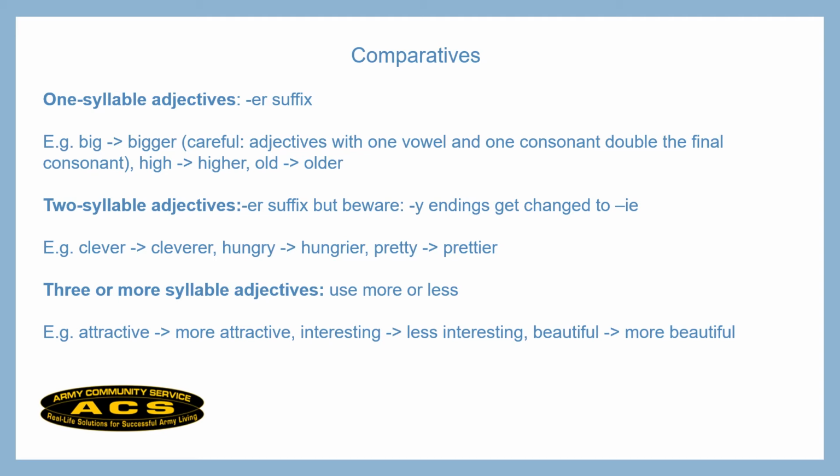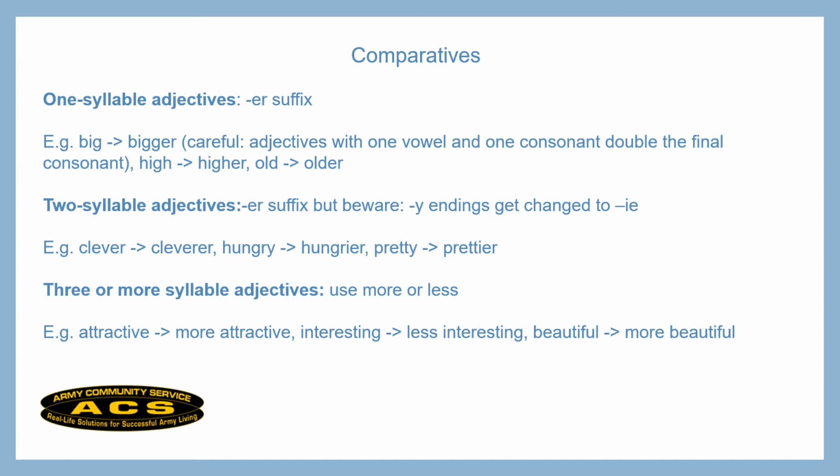If that's not the case, again, I'm only adding the ER suffix. For example, high, higher, old, older. For two-syllable adjectives, I'm also adding ER, but be aware, if there's a Y ending, it gets changed to IE. So, for example, clever has two syllables. I change that into cleverer, so I have my ER, but hungry ends on a Y. So you see hungrier has an IE.